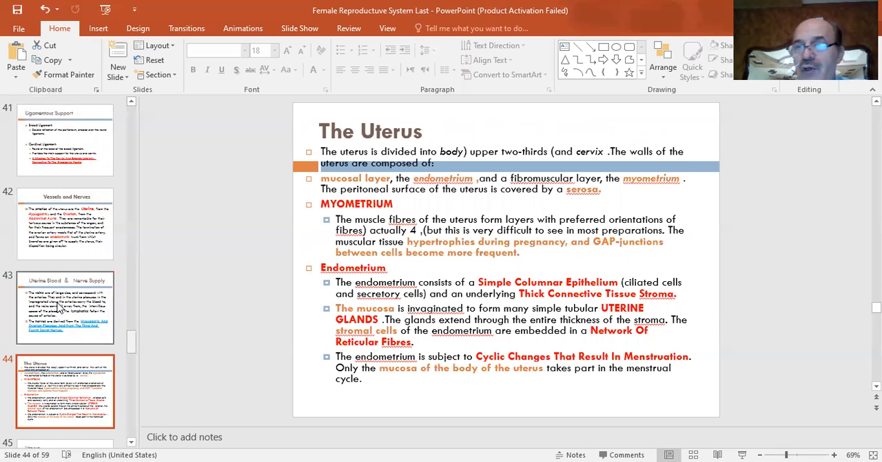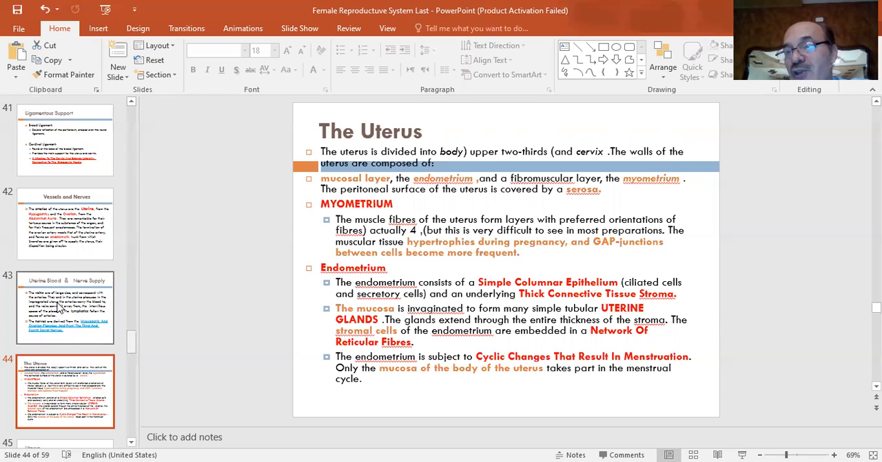The histology of the uterus. The uterus, as I said, is made of three essential layers. From inside, we have the endometrium, then the myometrium, and then the external layer, which is the serosa. Now, the endometrium is lined by a surface epithelium, simple columnar epithelium, in addition to the uterine glands that are embedded in the thick stroma. When we say stroma, we mean the connective tissue underneath the surface epithelial tissue.